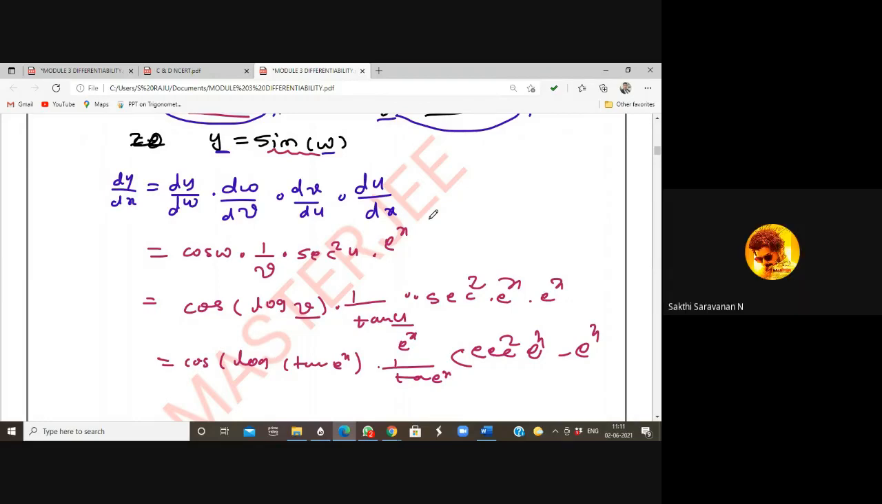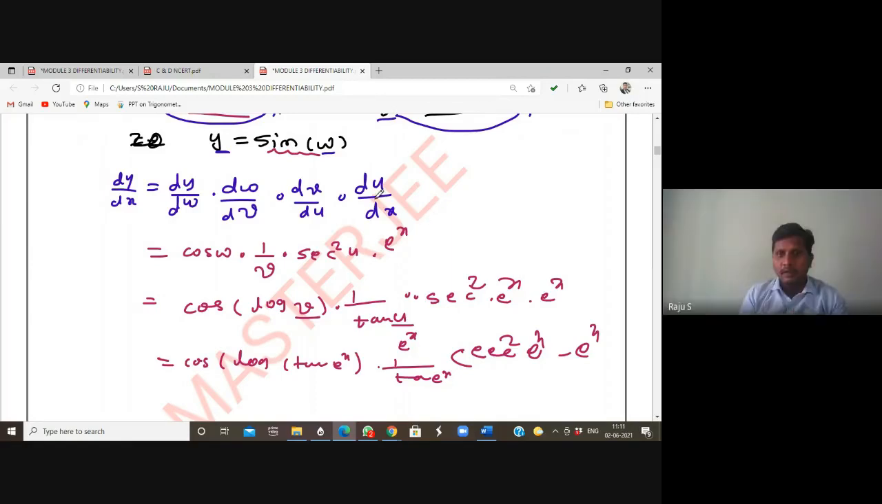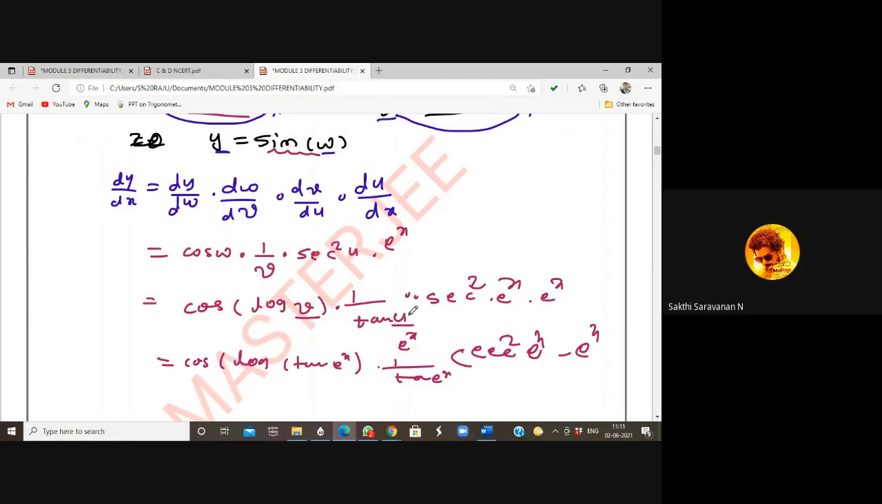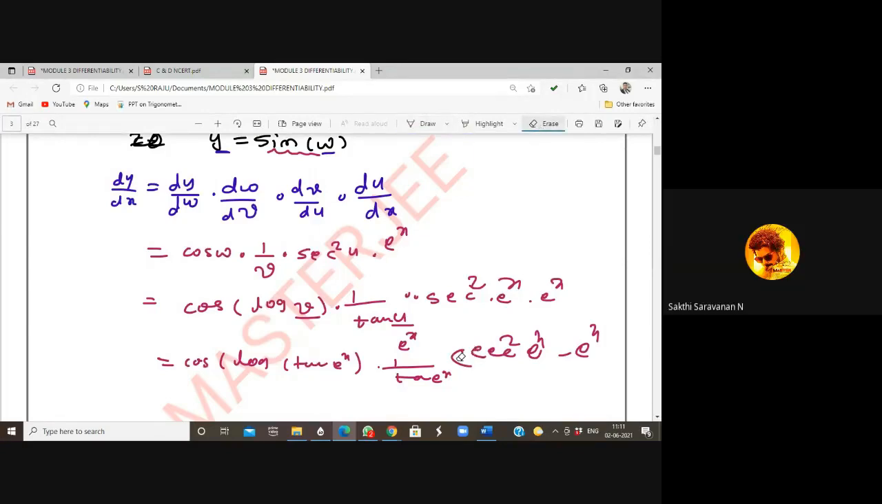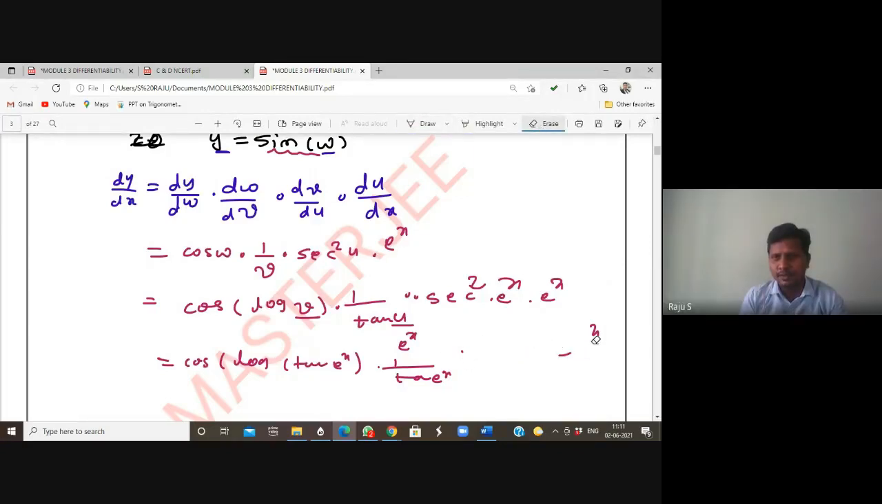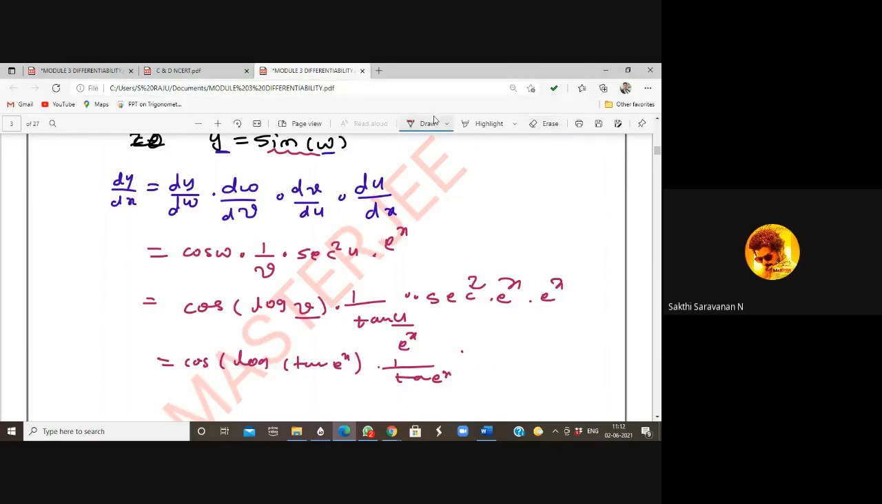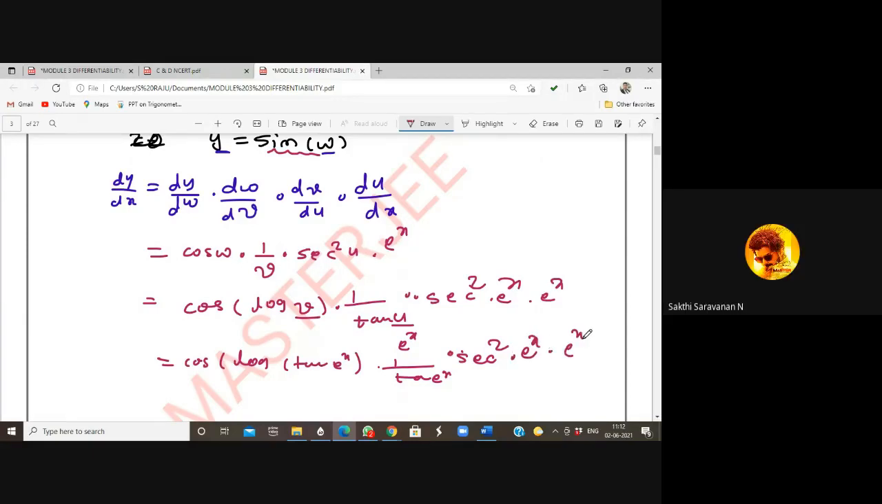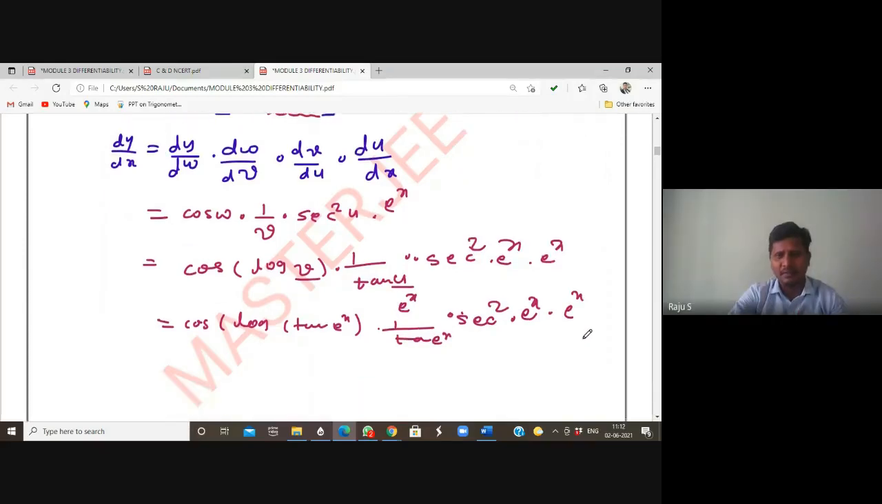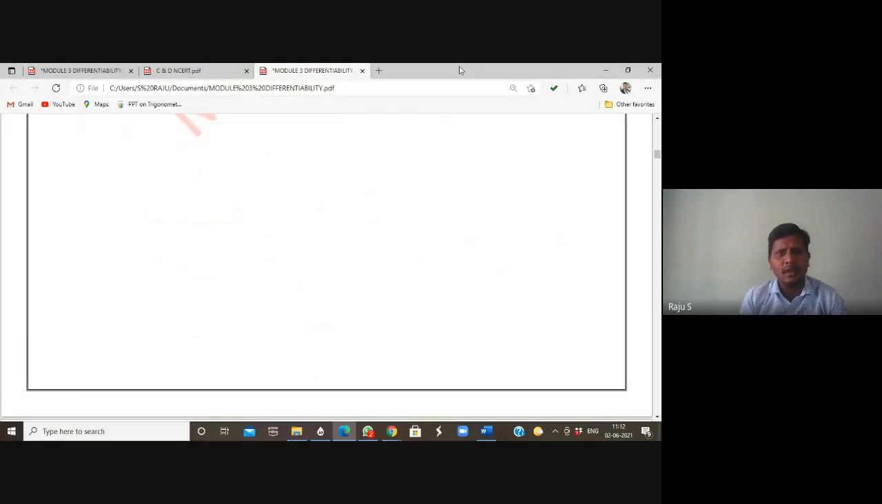Sir, what have you written after 1 by tan e power x, sir? Down on the right side of that, sir. Roughly I have written it, actually. This is an example, so I did not write it properly. This is clearly secant square e power x into e power x. It is just an example, right? Let us see this exercise's problems first.